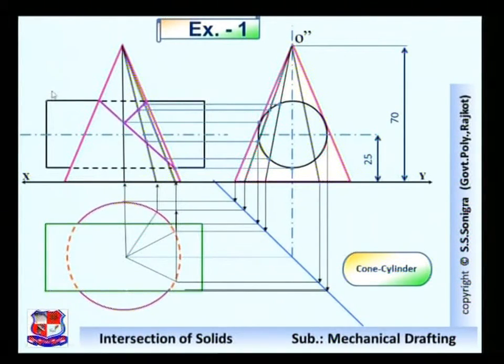So the steps, I am not repeating those steps, I am just drawing all these straight lines as shown over here. So this is just the mirror of these points. Now think about its top view. How to draw its top view?